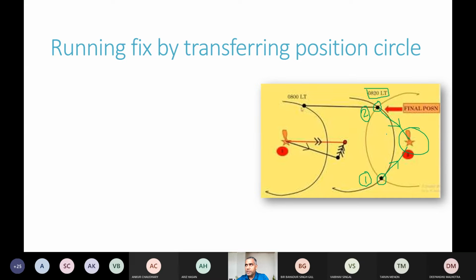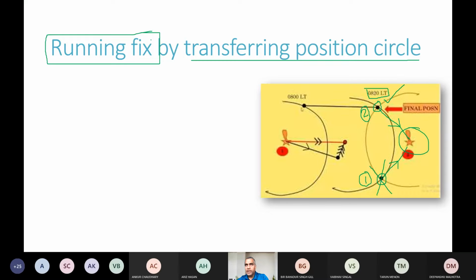So this simple line written there, at 8:20, the lighthouse was southeast of the ship's position. This indication that the lighthouse was southeast of you tells you that position number 2 is going to be the accurate position. Number 1 will not be our position. So this is the basic concept of transferring a position circle, and this is also known as a running fix.